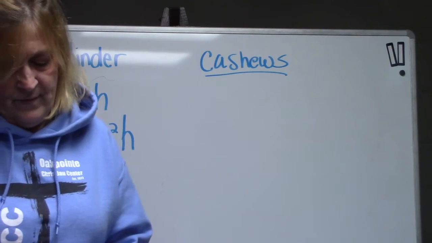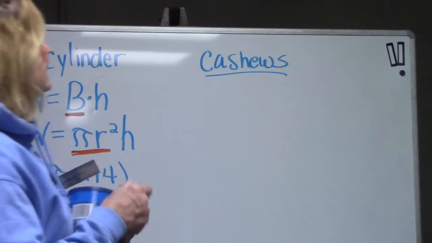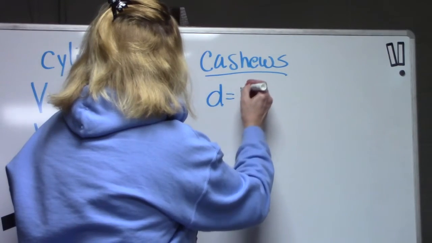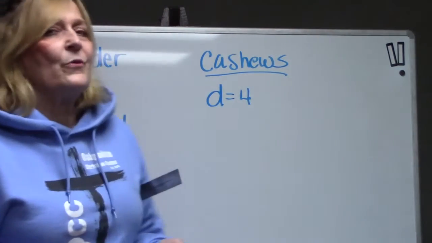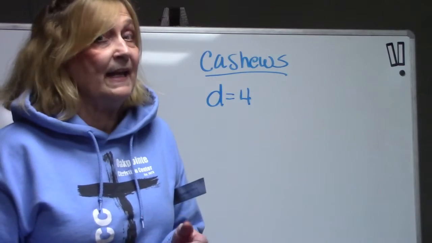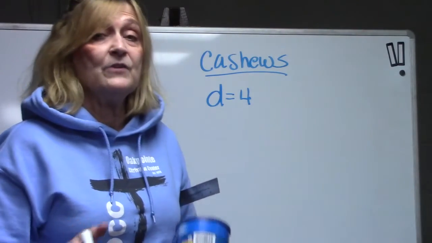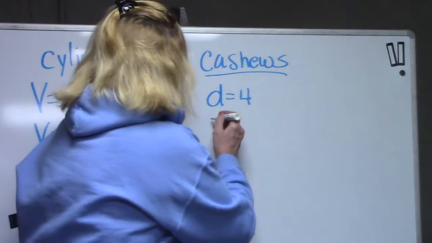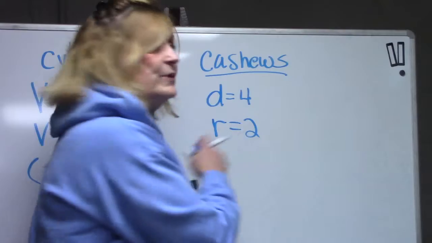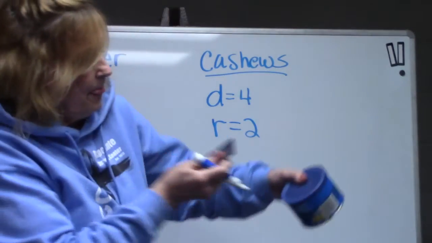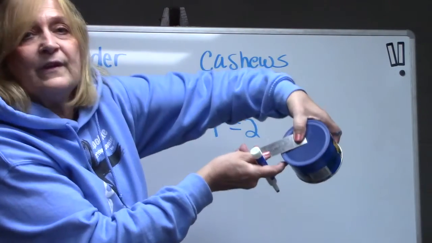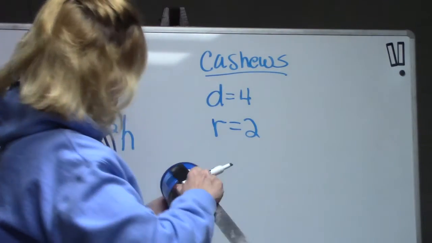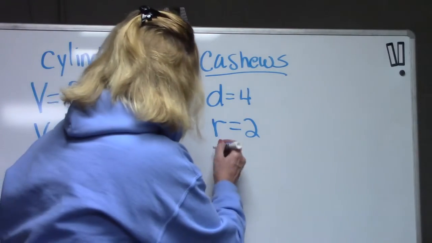Let me get my ruler out. For my top, I get a diameter of 4. So the radius is half the diameter. Sometimes they'll tell you the radius, sometimes they'll tell you the diameter. Remember, if they tell you the diameter, you're going to have to divide it in 2 to get your radius, because the radius is from the middle to the outside. From the middle to the outside is the radius. All right? And then my height is 3.